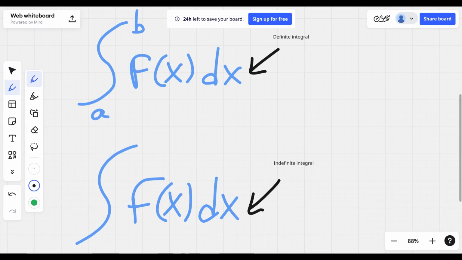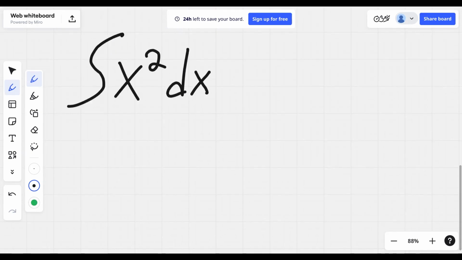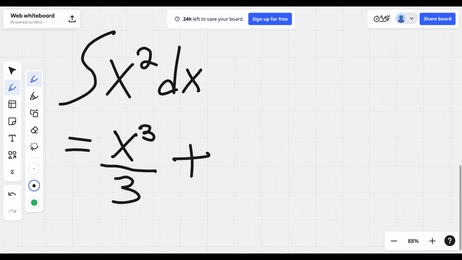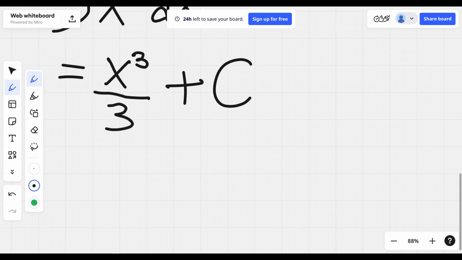Now let's walk through a visual example. So we're going to do an indefinite integral of the integral of x squared dx. So we're going to use the reverse power rule. And to solve this, we're going to add 1 to the exponent and divide by the new exponent. So it'll become x cubed over 3 plus c. And that's our answer to this integral.